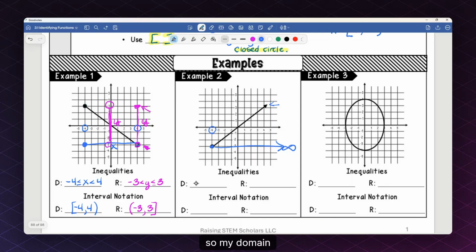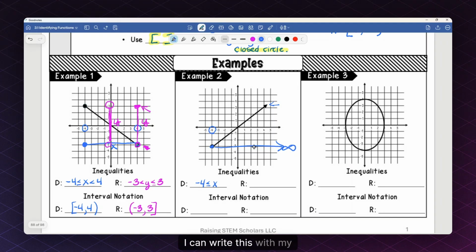So for my domain, I can go ahead and write -4 is the smallest, and my x is going to be everything greater than that. And because it's got a closed-in circle, I can put an equal sign in it. So my x is going to be anything equal to that -4 or greater, to infinity.